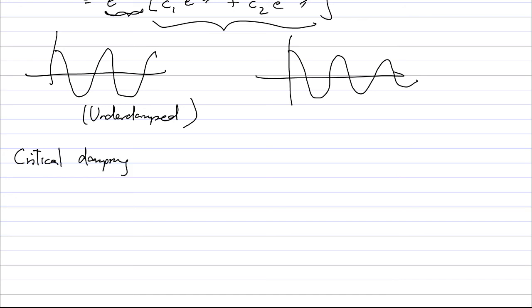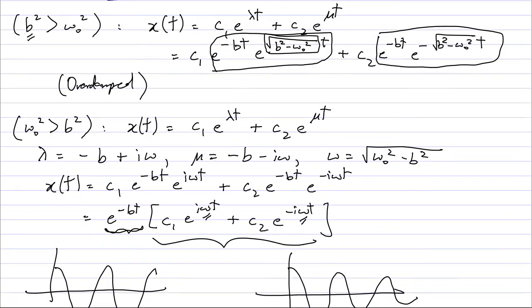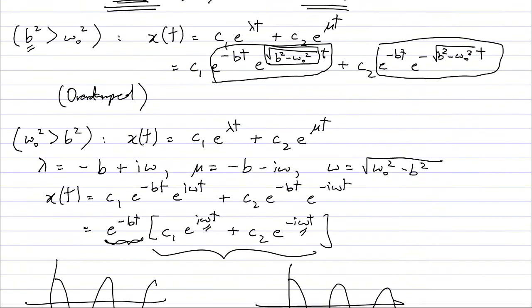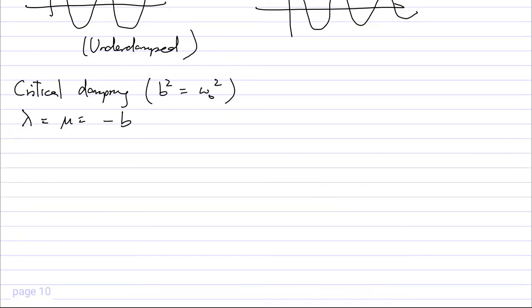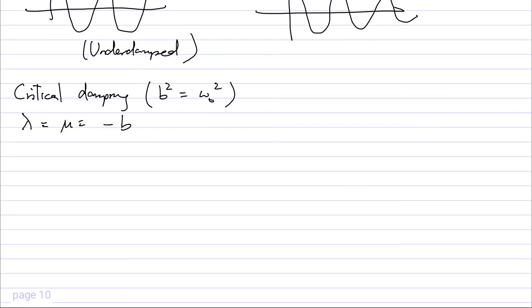The third case is critical damping. In this case you just have that b square is equal to omega naught square. In this case you have a repeated root, because lambda is equal to mu is equal to minus b, because b square is equal to omega naught square, and this thing in the square root becomes 0. But we know how to deal with this equation. The solution is simply given by c1 e raised to power minus bt plus c2 times t e raised to power minus bt. And so once again we don't have any oscillatory motion.